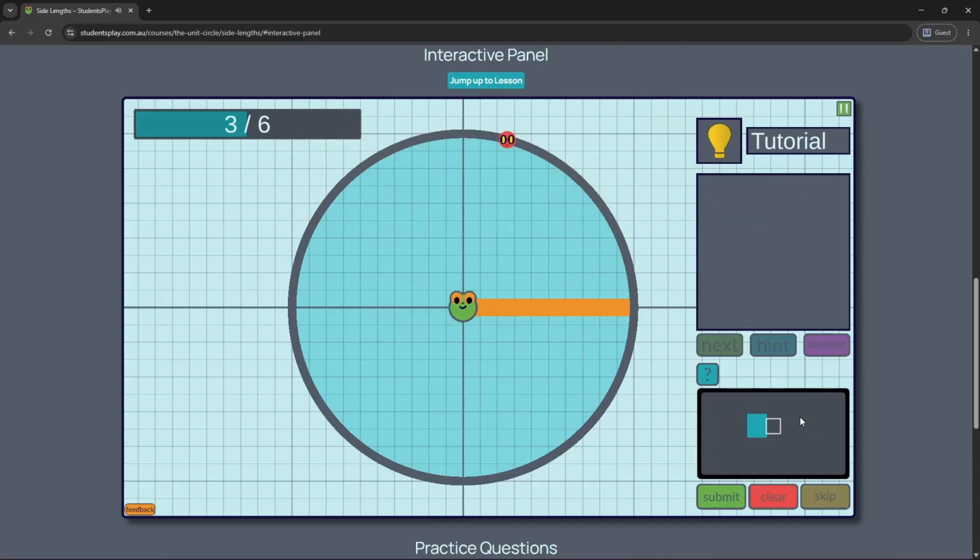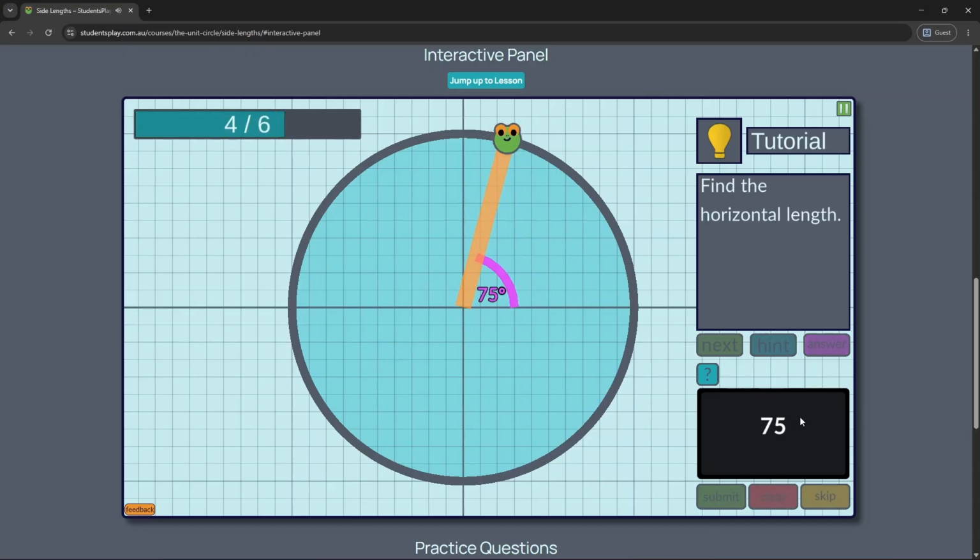Okay, this one kind of looks like 80 again. Let's try maybe like 75. Nice. Okay, find the horizontal length. That would be cos of 75. 0.26. Find the vertical length. All right, that would be sine of 75. 0.97.